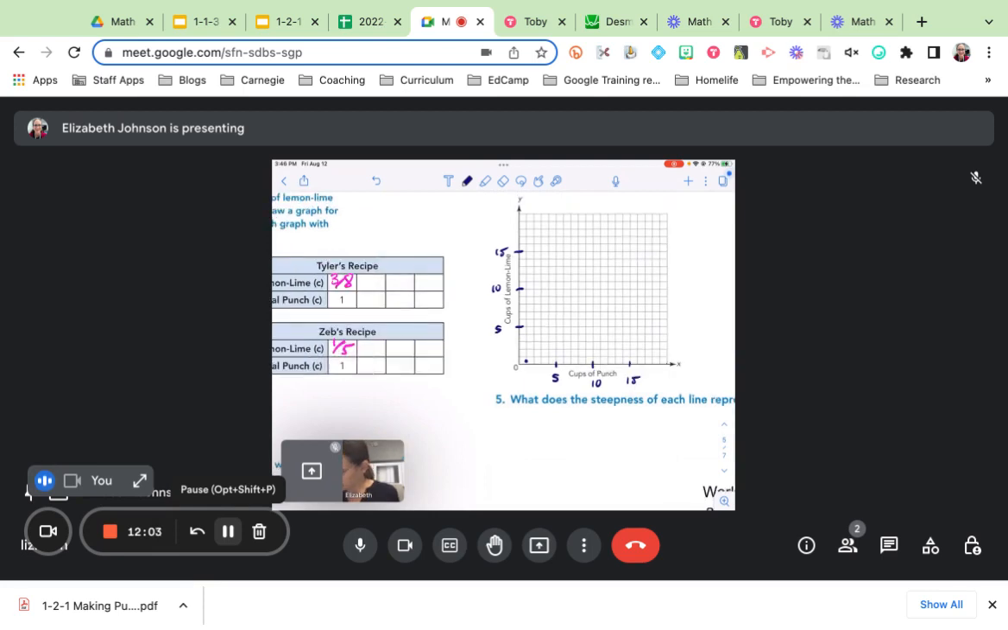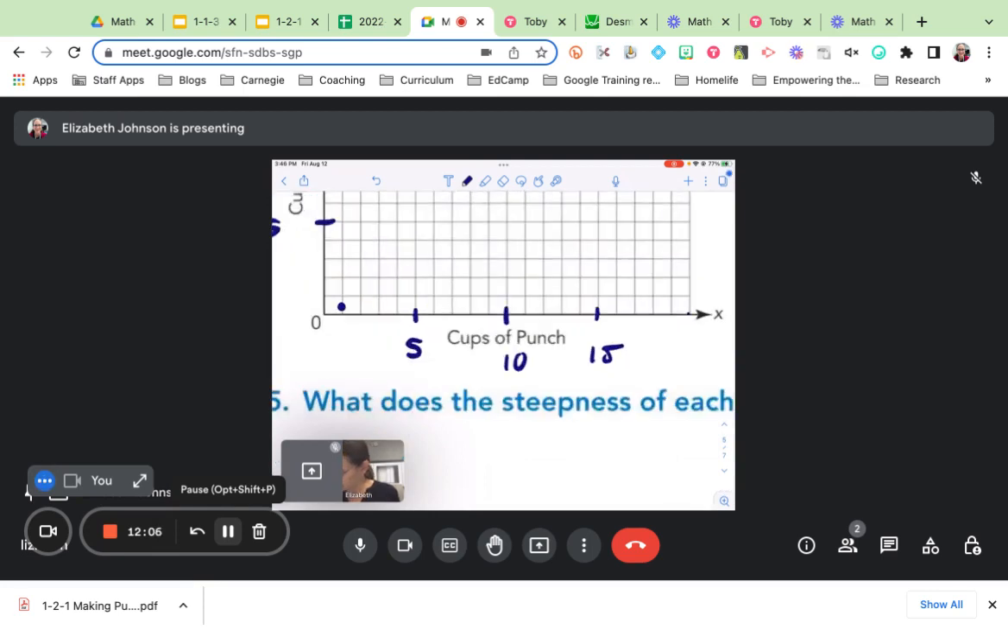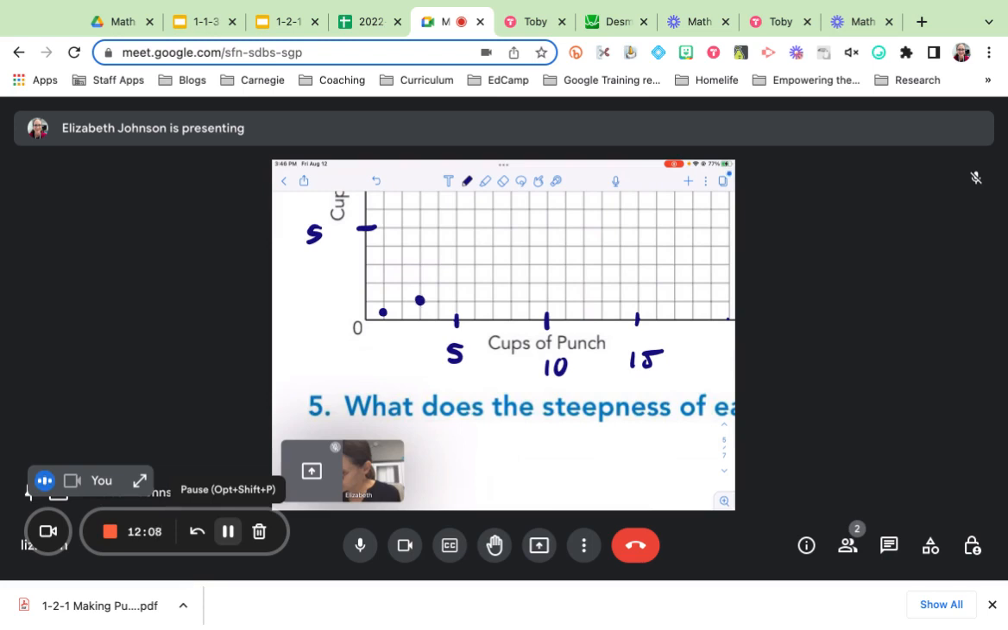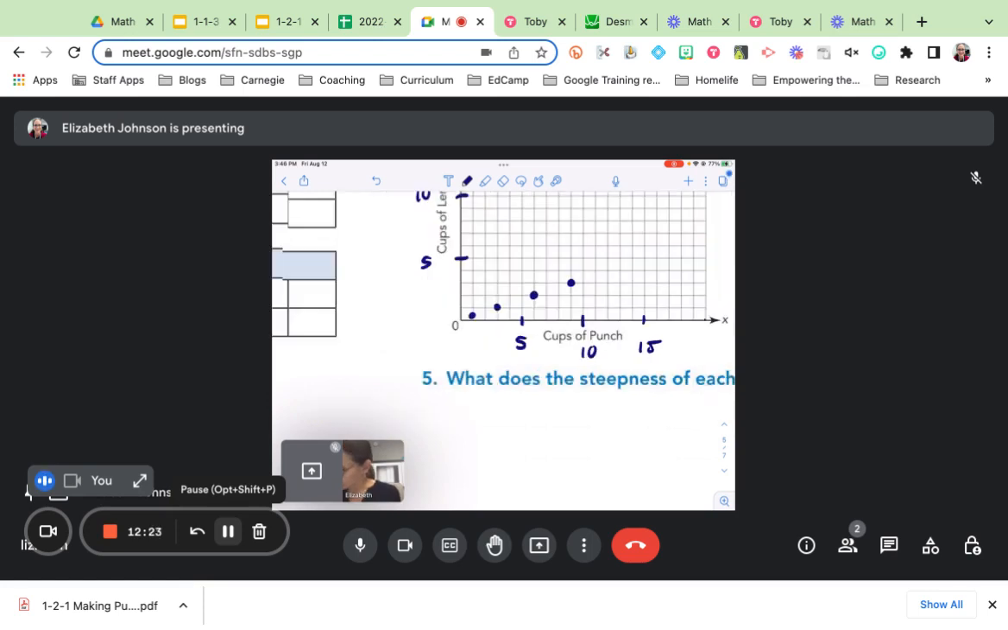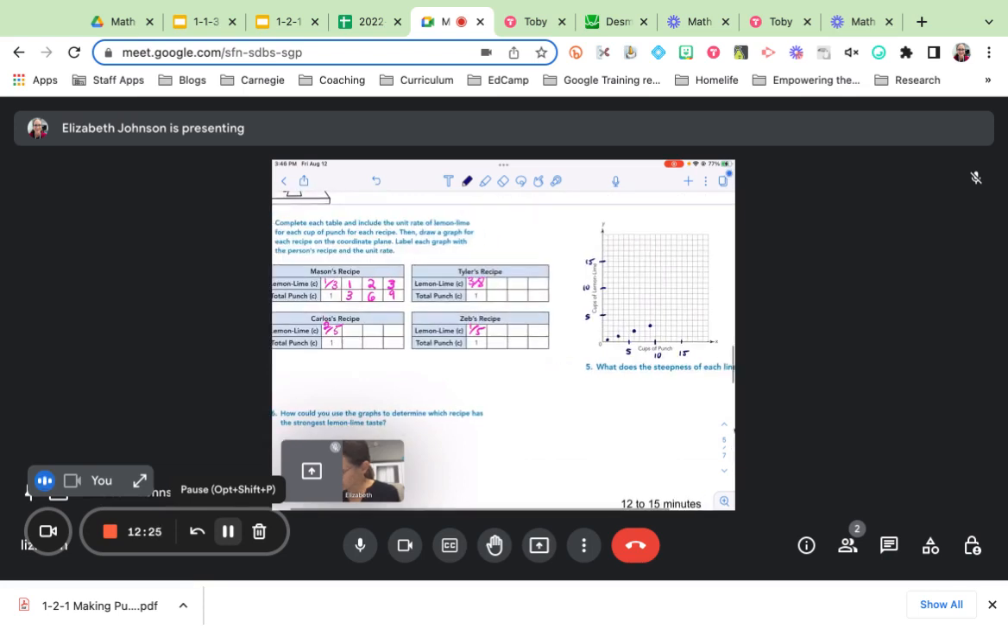Now let's talk about what happens when we have 3 cups of punch. That would be the point (3, 1). When I have 6 cups of punch, that's the point (6, 2). And when I have 9 cups of punch, that's the point (9, 3). So these are just the values from my table. I have 1/3 right here. I have 3/1 right there. I have 6/2 right there. And I have 9/3 right there.